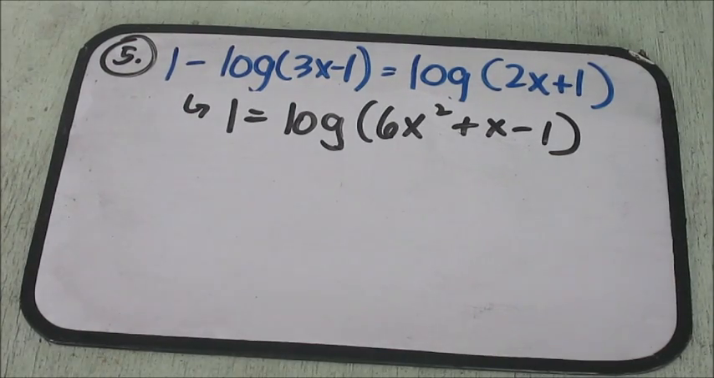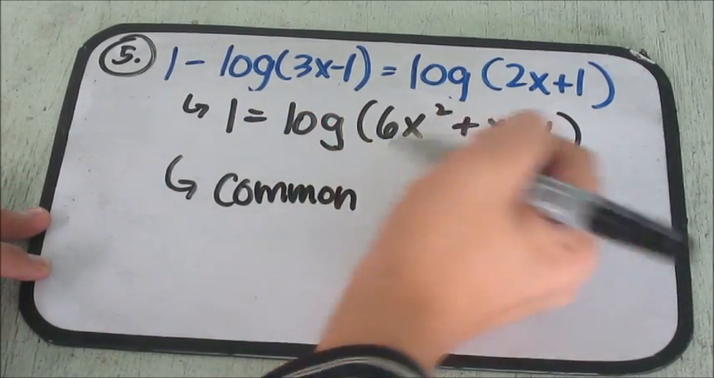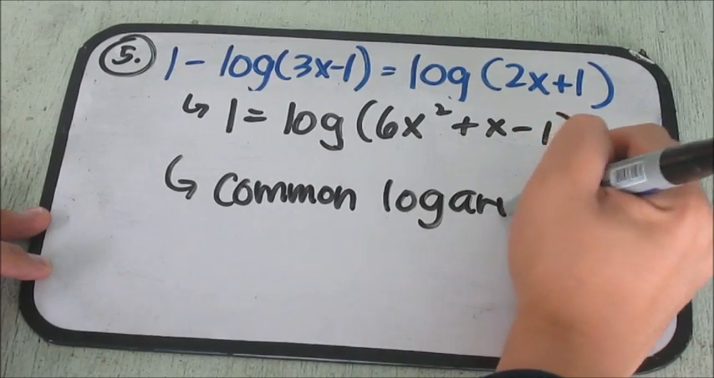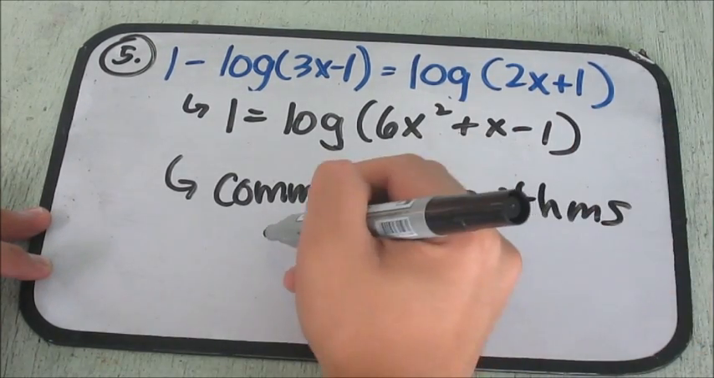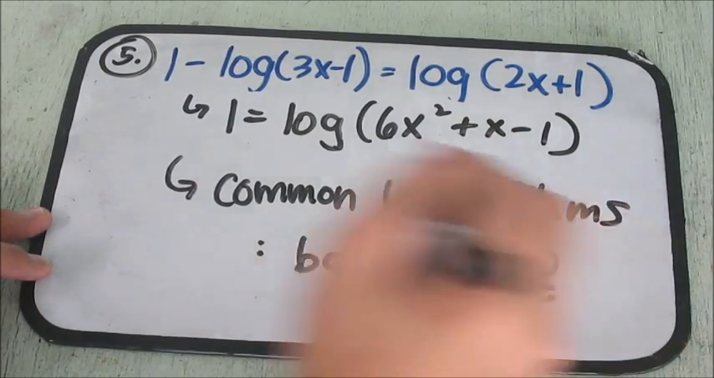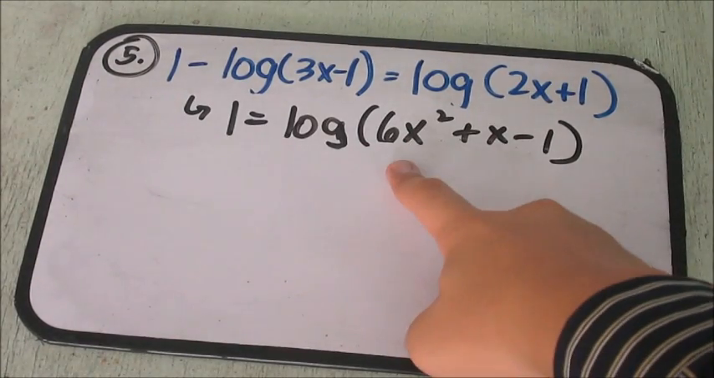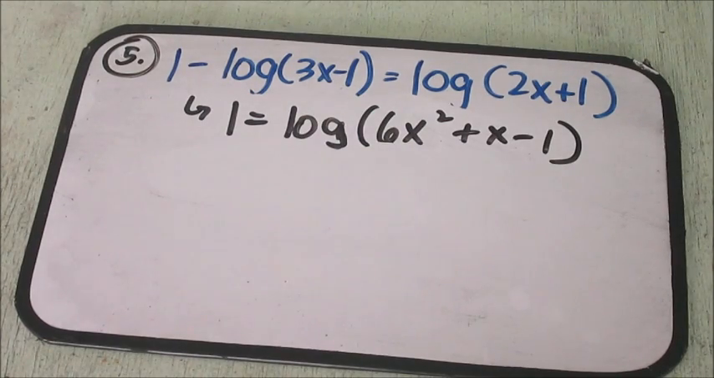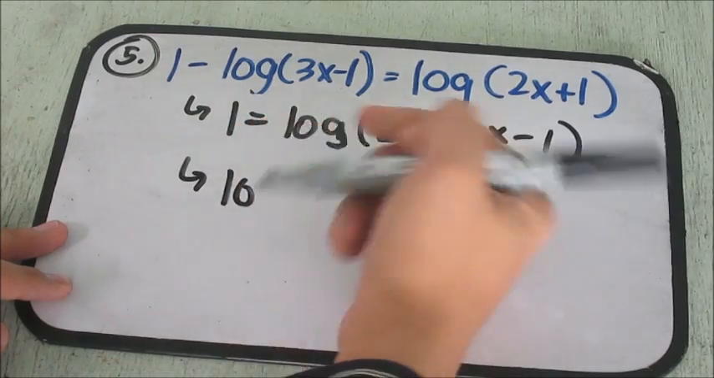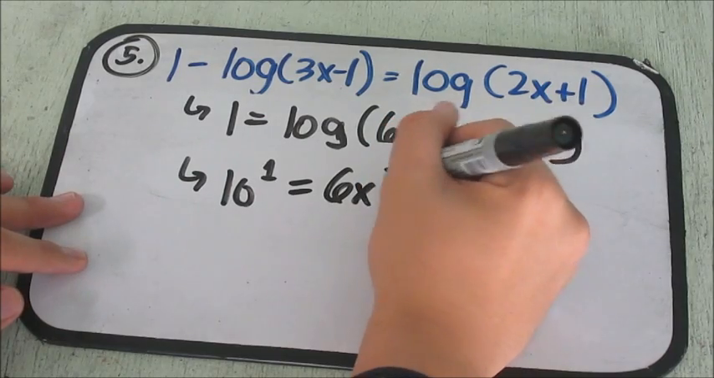In logarithms, if the base is not indicated, it is automatically 10 by the definition of common logarithms. So the base is always 10. Now that we know that the base of this logarithm is 10, we can already convert it into exponential form. So it will become 10, and then the exponent is 1, 10 raised to 1 is equal to 6x squared plus x minus 1.